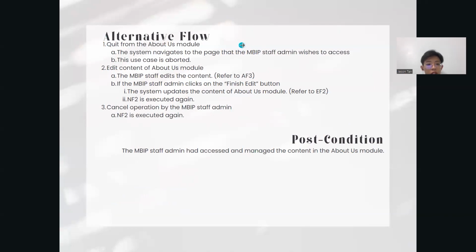For the alternative flow, we have quit from the About Us module, where the MBIP staff admin wishes to quit from this module. We also have edit content of the About Us module: the MBIP staff admin can edit the content if they click on the edit button. And finally, we have the cancel operation by the MBIP staff admin, which is when they are editing and want to cancel the edit mode. The changes will not be saved and the system will display back the original About Us module. The post condition for this use case is that the MBIP staff admin has access to and manages the content in the About Us module.